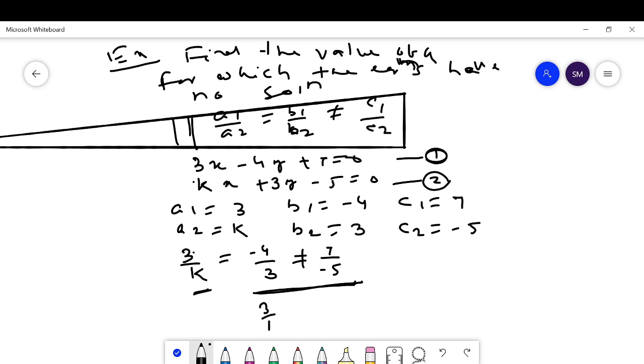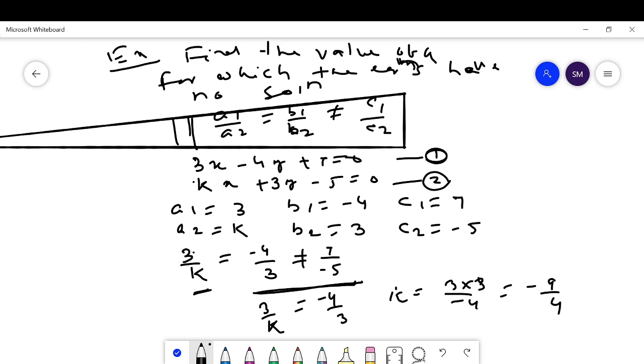Then 3 by k is equal to minus 4 by 3. Then k is equal to 3 into 3 upon minus 4, which is equal to minus 9 upon 4. The value of k is minus 9 upon 4, for which the condition A1 upon A2 is equal to B1 upon B2 is not equal to C1 upon C2 is satisfied.